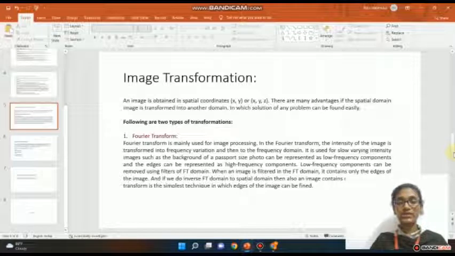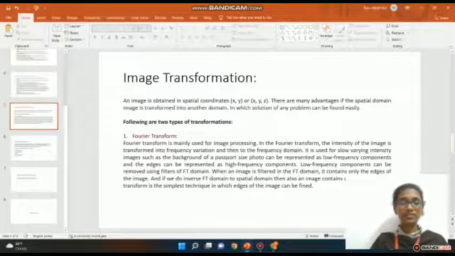Low frequency components can be removed using filters in the FT domain. Then the image is filtered by using the FT domain. Also, if we do the inverse FT from the frequency domain to the spatial domain, we again get the image, and the transform is the simplest technique used, by which the edges of the image can be found.